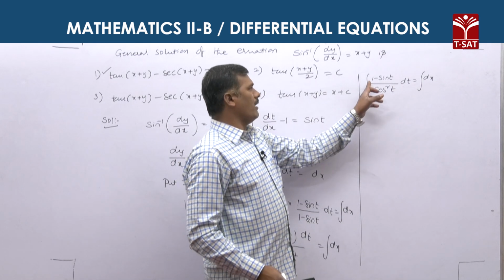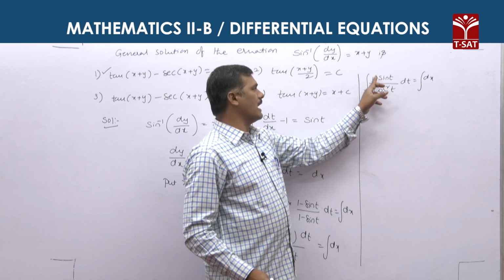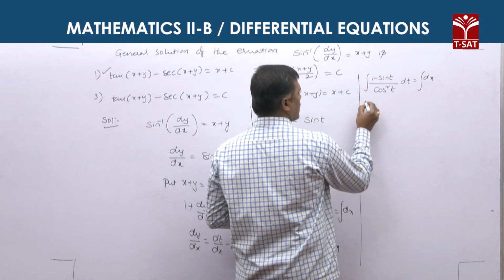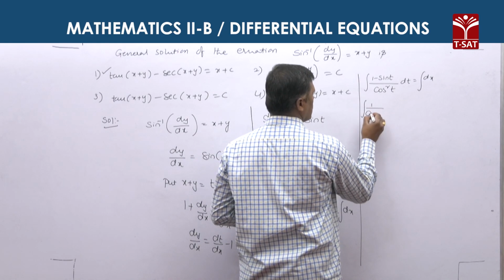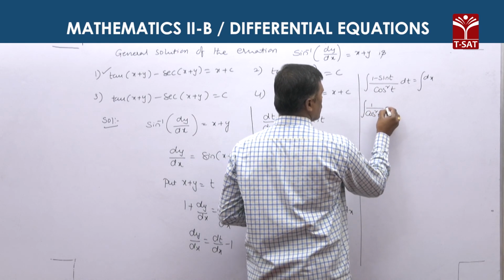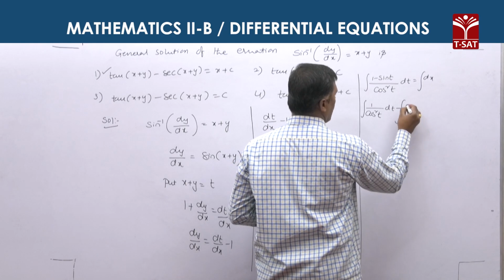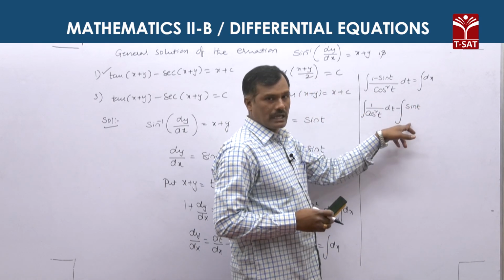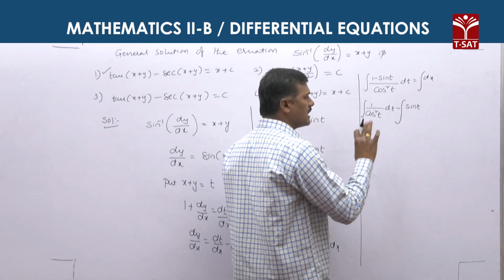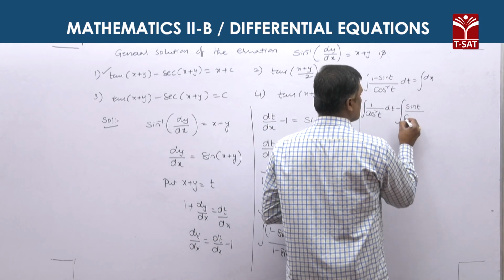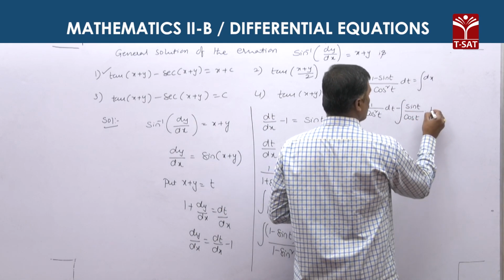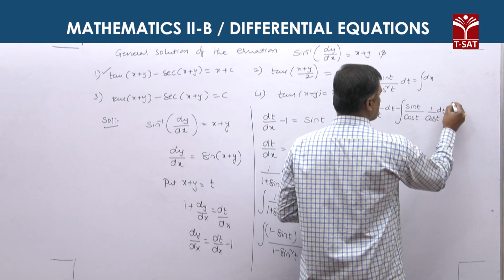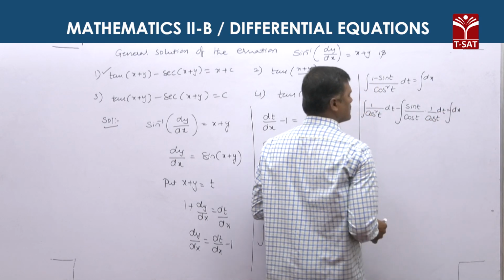Here a minus b upon c, you can write as a upon c minus b upon c: integral of 1 by cos square t into dt minus integral of sin t by cos square t. That cos square t can be split into 2 times, cos t into 1 by cos t dt, is equal to integral of dx.